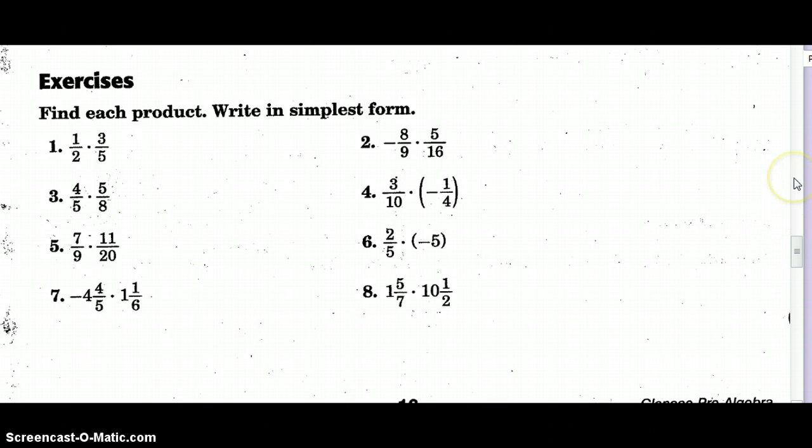My experience, besides making careless sign errors, is that students have a hard time with the mixed fractions. So I'm going to do number 8 with you. 7 times 1 is 7, plus 5, which is 12 over 7, times 2 times 10 is 20, plus 1, make 21 over 2. Can you simplify anything?